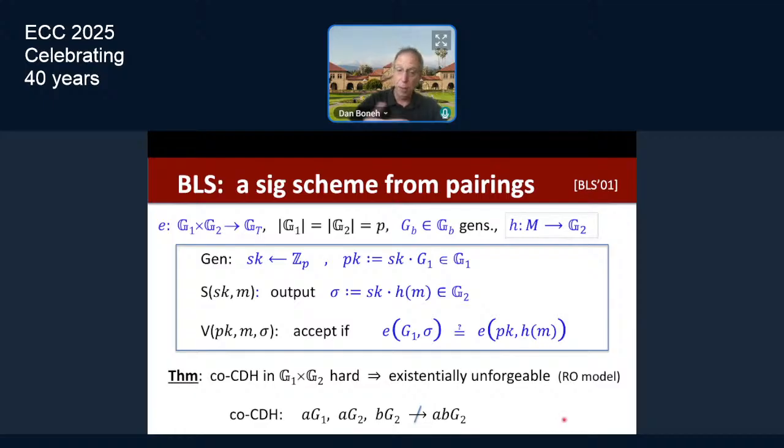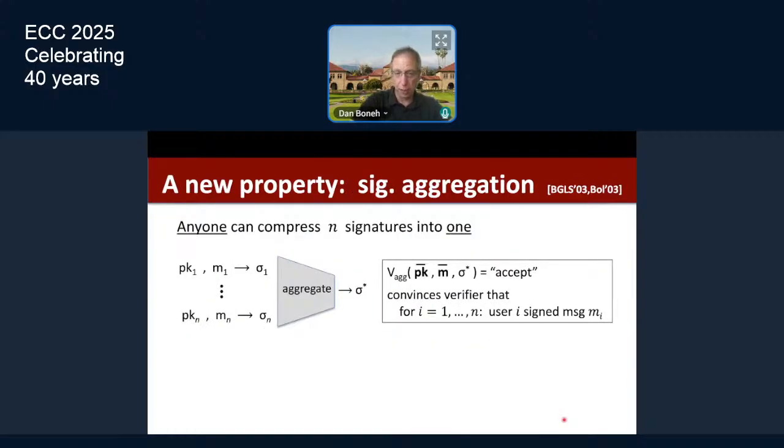Verification is a simple equation. And surprisingly, the signature scheme already has lots and lots of interesting properties. The new property that makes it so interesting in the real world is what's called signature aggregation. What signature aggregation allows us to do is take signatures on many different messages by many different public keys and compress them all into a single signature.